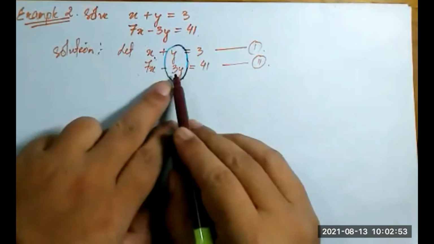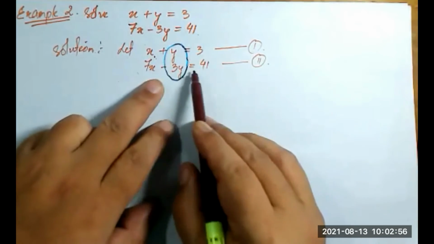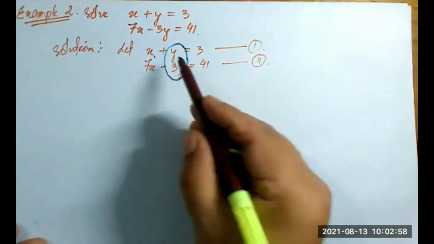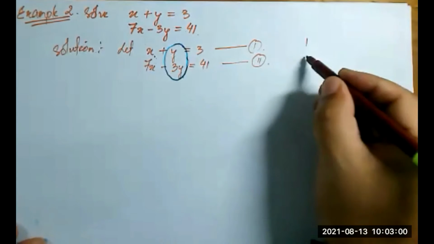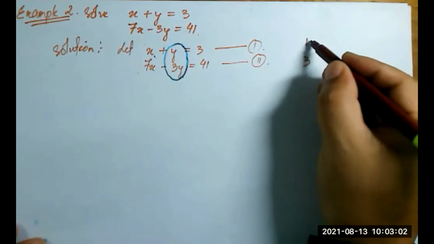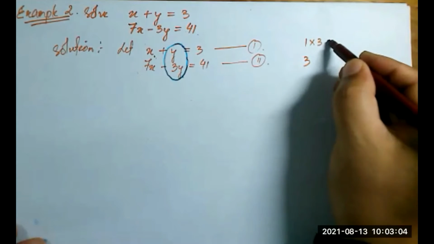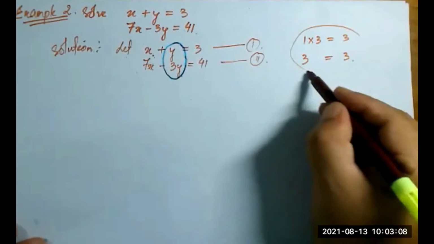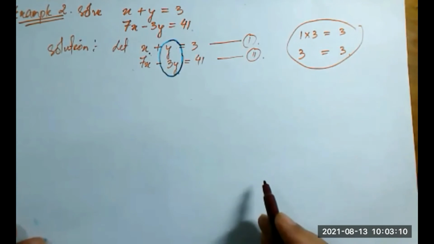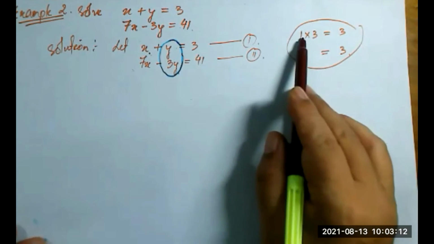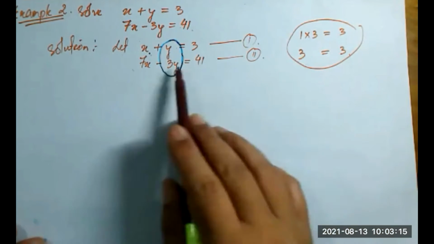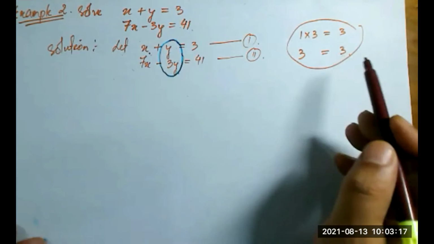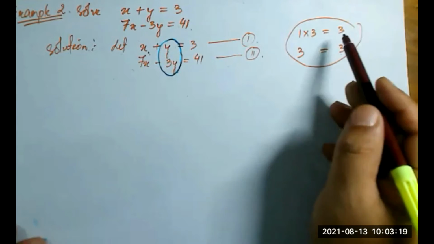Then this part you don't need to multiply it, right? 1 into 3, 3 to multiply.